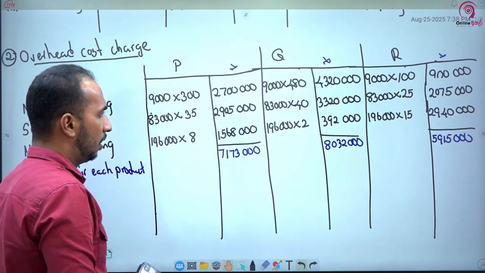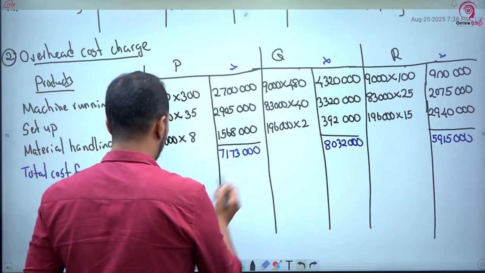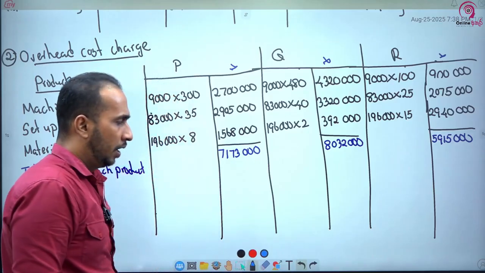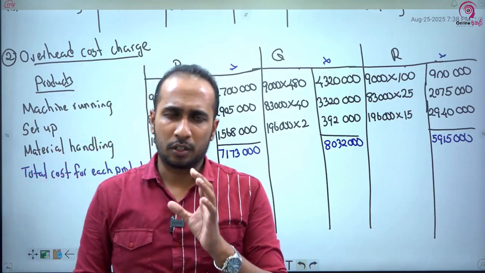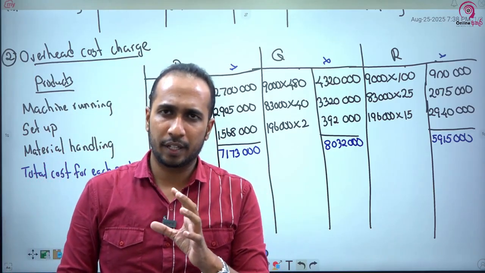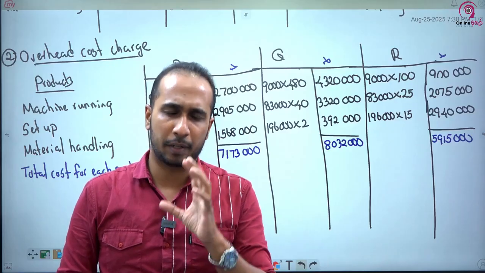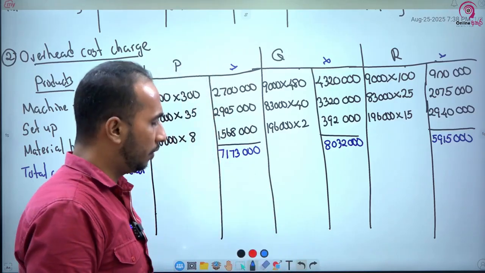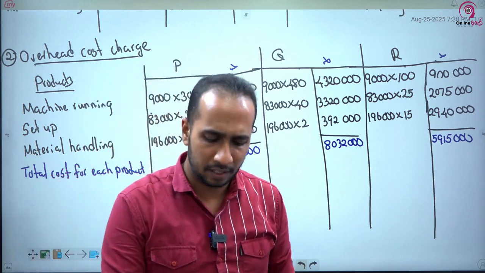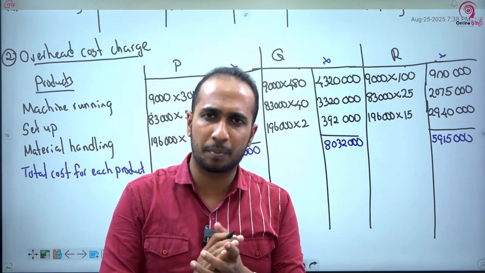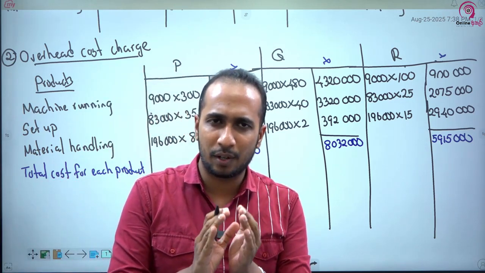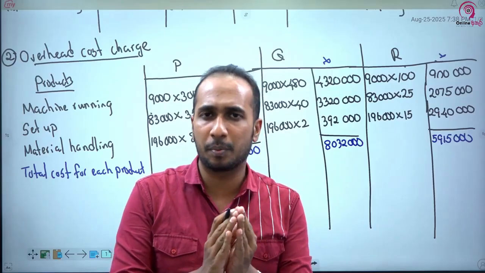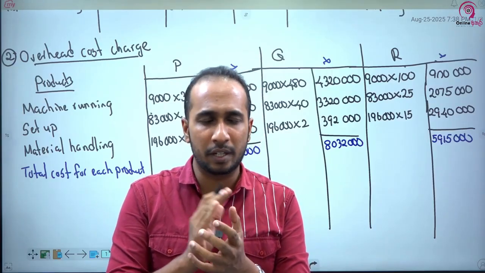Okay. So this is the total cost for each product. Now you know the total overhead cost that should be charged to each product. The next thing you need to do is what? In the question they are asking us the product profitability. We are going to calculate the product profitability based on per unit details.